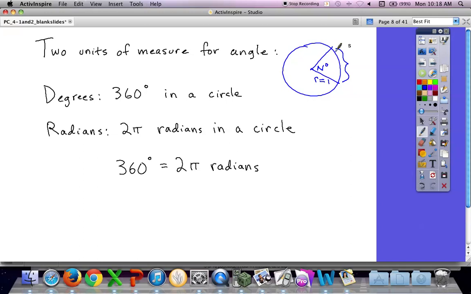Right, so the circumference of a circle, all the way around the circle, has the formula 2 pi r. But if the radius is 1, then the circumference is 2 pi. So one time around the circle, when the radius is 1, is 2 pi. That's why 360 degrees takes you once around the circle, but so does 2 pi radians. Just two different ways to measure an angle.